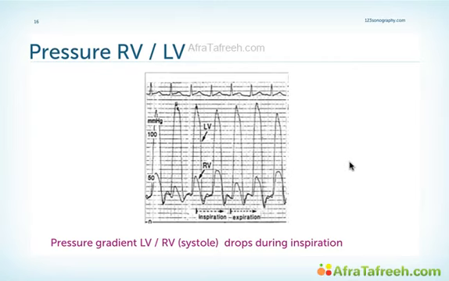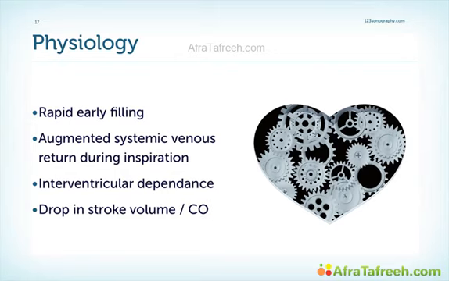This interventricular dependence can also be displayed with the help of catheter and with pressure tracings in the left and at the right ventricle simultaneously. What you see here is that we have a fairly high gradient of pressure between the left ventricle and the right ventricle, but as soon as inspiration happens, this pressure gradient drops. So to summarize the physiology, we have rapid early filling, augmented systemic venous return during inspiration, interventricular dependence, and eventually a drop in stroke volume and in cardiac output.